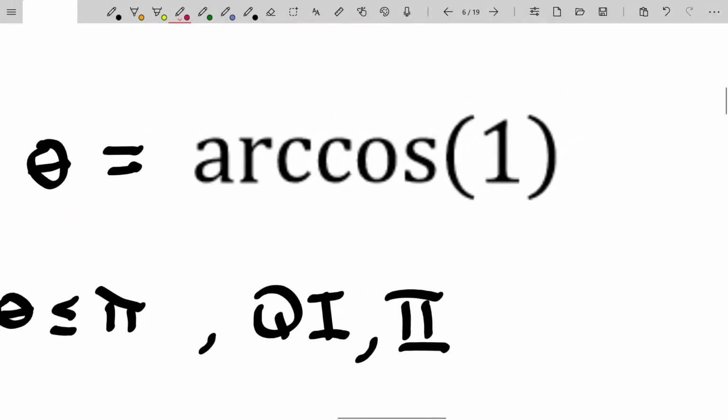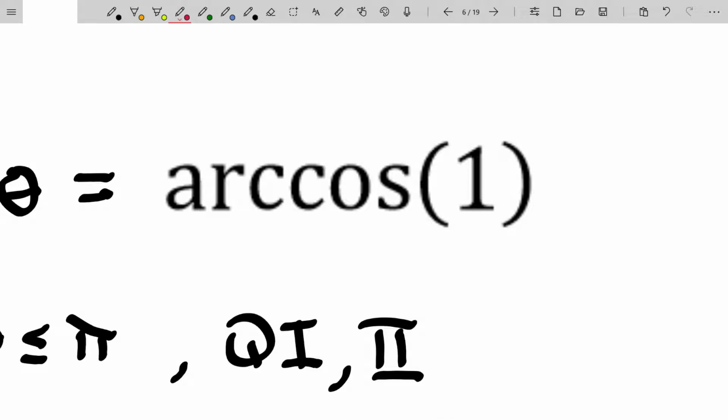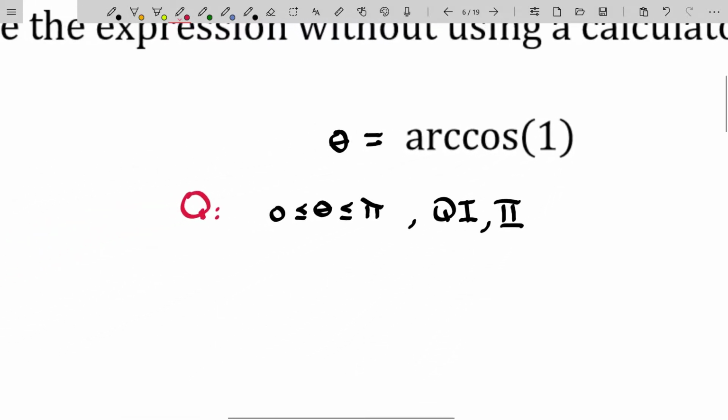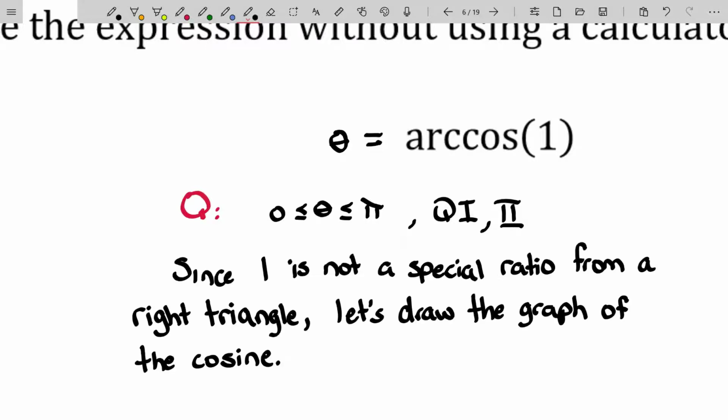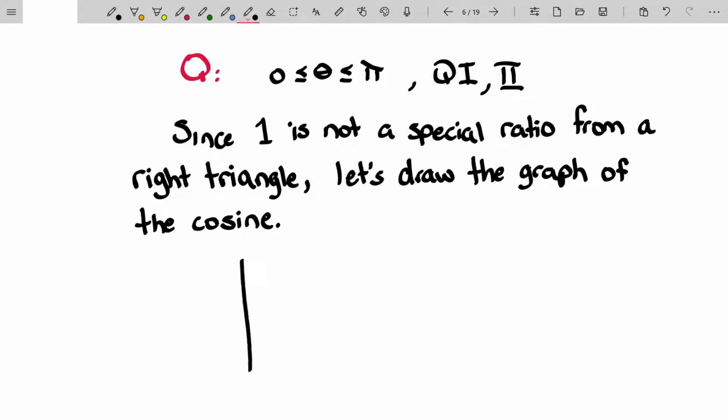Now, since this ratio is not like a half or root 3 over 2 or something like that, like from a special triangle, since it's a 1, a negative 1, or a 0, this I know is going to be a quadrantal angle. And what do I mean by a quadrantal angle? Well, first of all, let me write the since part. So since 1 is not a special ratio from a right triangle, let's draw the graph of the cosine.